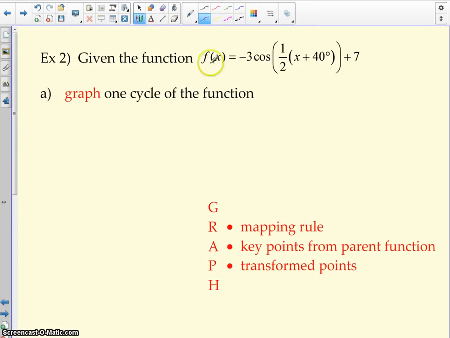So remind yourself here that cos x is my parent function. If I want to create a mapping rule, I have to look at both my x and y coordinates separately. This will be a good review for you, see what you remember. So the y part's easy. I look at what's happening outside the function. The function is multiplied by -3 and we add 7. So it's -3y plus 7. And for x, everything happens in reverse, or using the inverse. So here, if you look inside the function, right now I have x, then I subtract 40 degrees, and then I divide by 2.